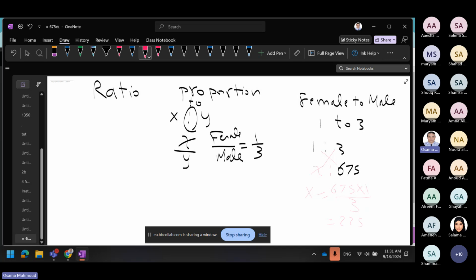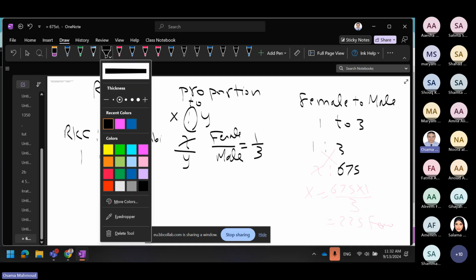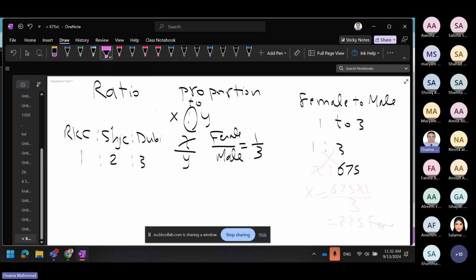So I have 2,225 female students, right? If I'm just comparing the Ras Al Khaimah campus to the Sharjah campus, to the Dubai campus, or the Abu Dhabi campus, any of them, I say this is exactly 1 to 2 to 3. If I know the number of students in any one campus, I can get the rest. Say I know Sharjah.